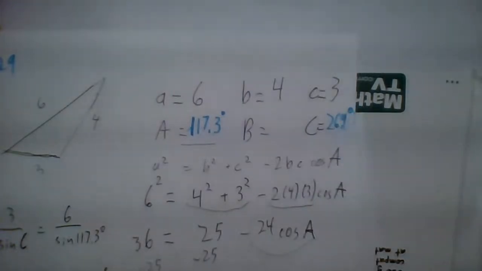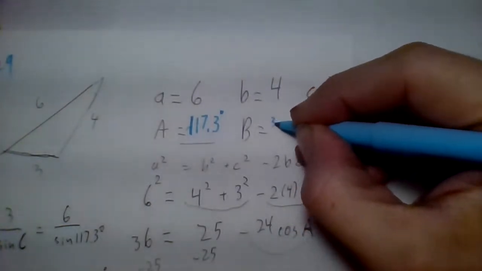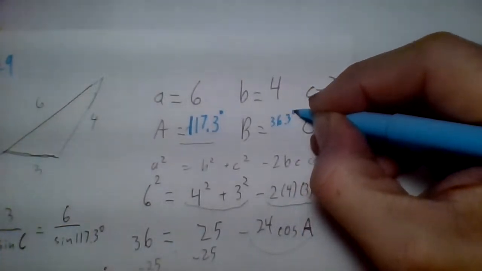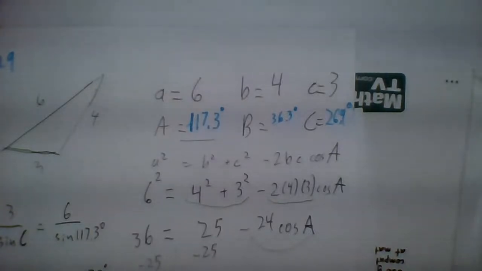So the difference is going to be B. So I'm doing 180 minus both of those and see what's left. Subtraction leaves 36.3. That's my in-between side. That's my in-between angle. All looks good with that.